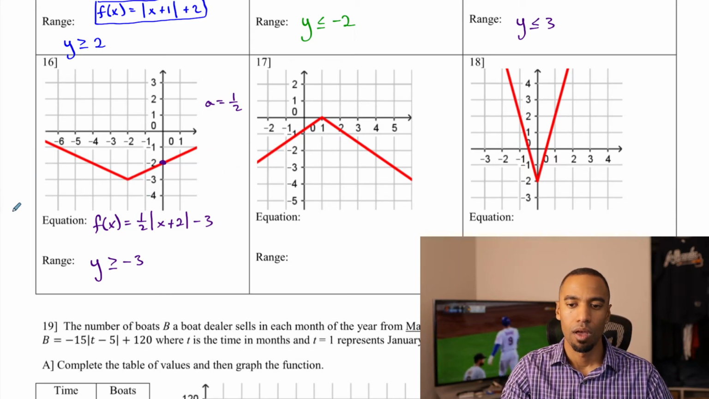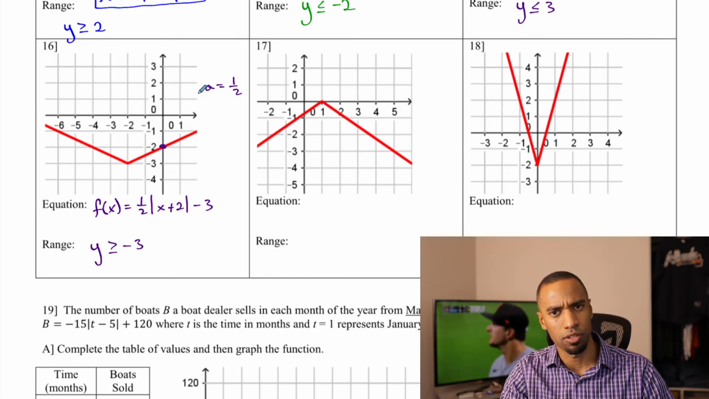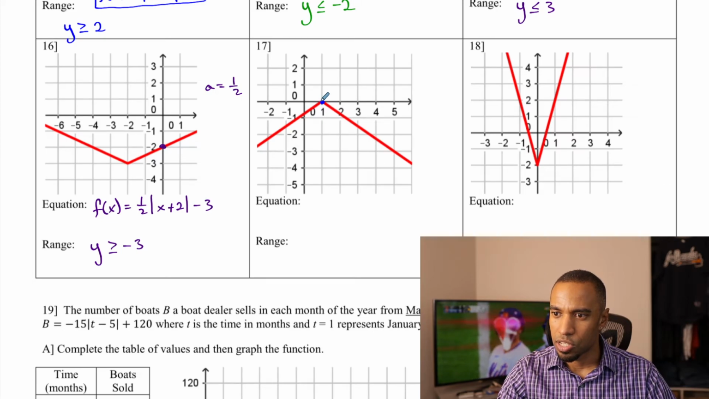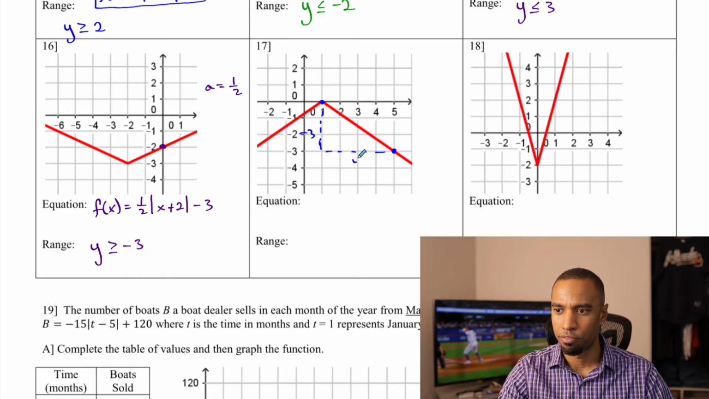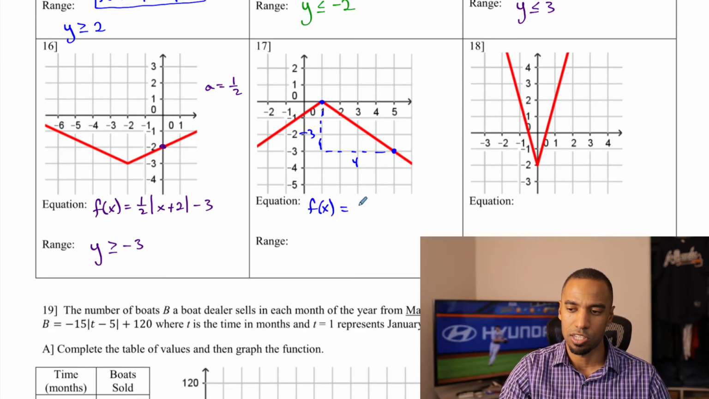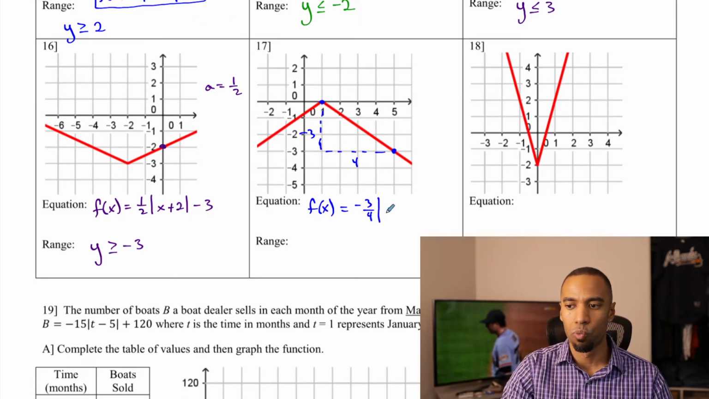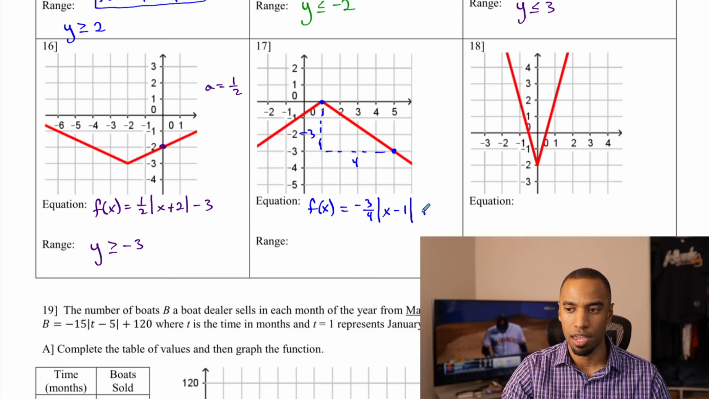All right, right here, this is one of those things where you could write more than you actually need to. Let's take a look at this. It's not crossing through there or there. It's finally hitting here. So let's count the fall and the run. Opens downward means a is negative. Down 1, 2, 3 over 1, 2, 3, 4. So a value of negative 3/4, that's our slope there. So f of x equals negative 3/4 times the absolute value of x minus 1, your h value is 1, and then the k value, we don't translate up or down, so the k value is 0.